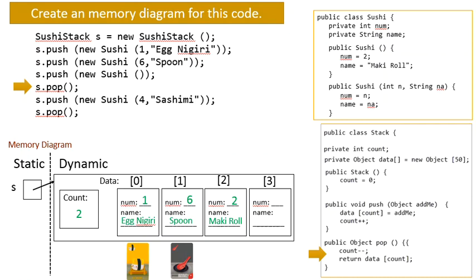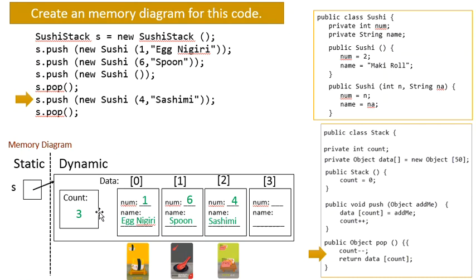Okay, so then after that, we're going to push. Now this is a bit of a trouble. Where does it get pushed? Does it get pushed in spot 3 or is it pushed in spot 2? Well, the code tells us that it is going to get pushed in the count position. The count is 2, so that means it's going to get written right on top of this one in that position. So our new sashimi is going to go there, and then the count will go up.